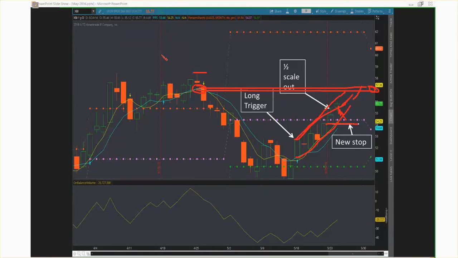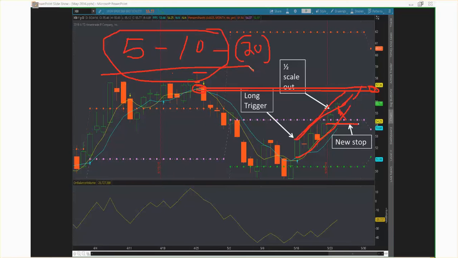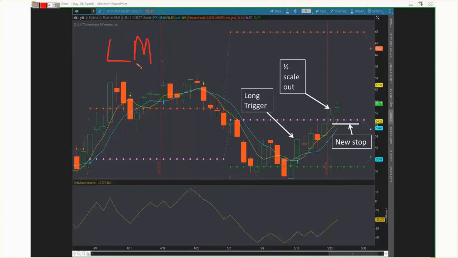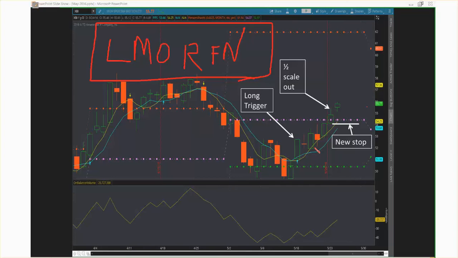And quite frankly, that'll end up being about a 10% move. In this year and a half, we've been seeing a lot of 5, 10, and I'm going to put that in parentheses because that's a rarity. But 5 and 10% moves of a sector and a stock, that's an LMO RFN order. What does that mean? It's an old floor traders acronym: let me out right freaking now. It's the kill button. It's the get out of the trade.